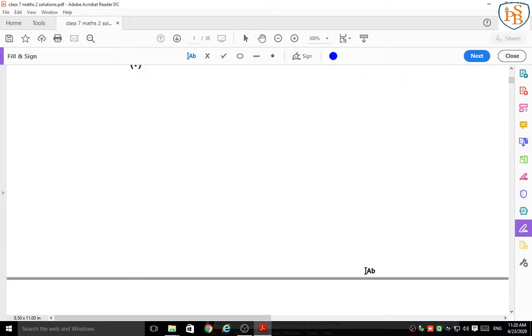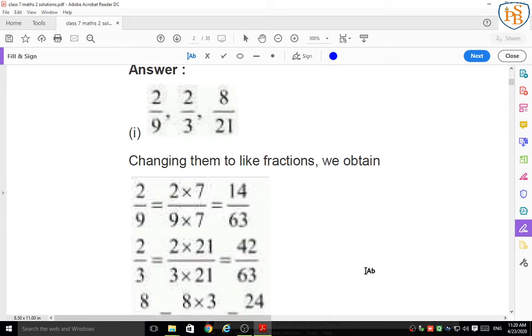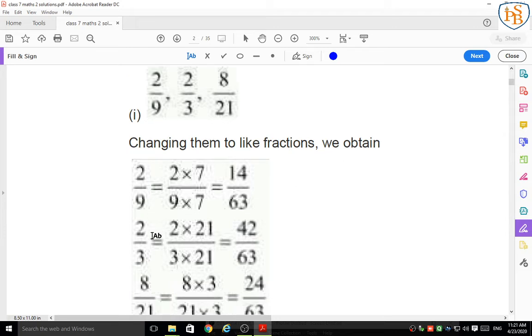So look here, the solution of question number 2. The fractions are 2 upon 9, 2 upon 3 and 8 upon 21. Changing them to like fractions, that means the denominator should be the same. So we obtain 9, 3 and 21. If we find the table of these numbers, we get 63 as a common multiple. To convert the denominator into 63, we multiply these fractions with different numbers.